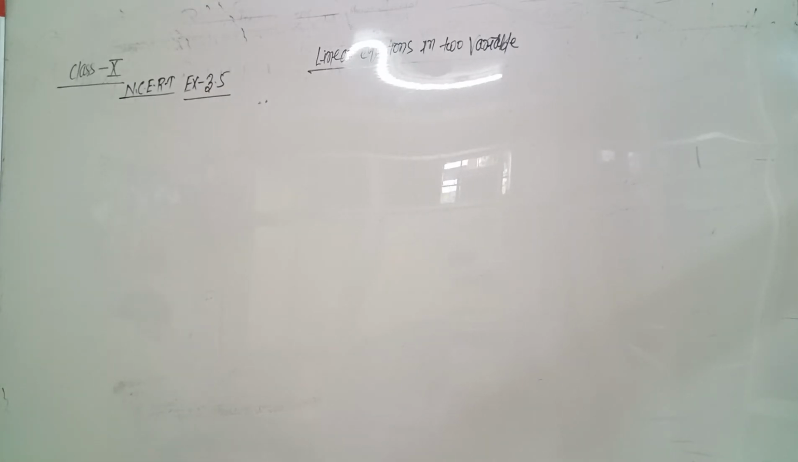In question number 3, solve the pair of equations by substitution and cross multiplication method, which already we have learned. Let us see fourth question. This is a word problem. Part 1 of fourth question.